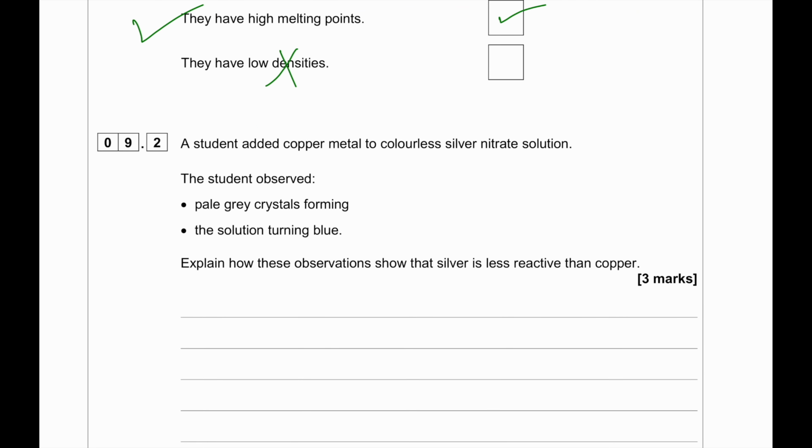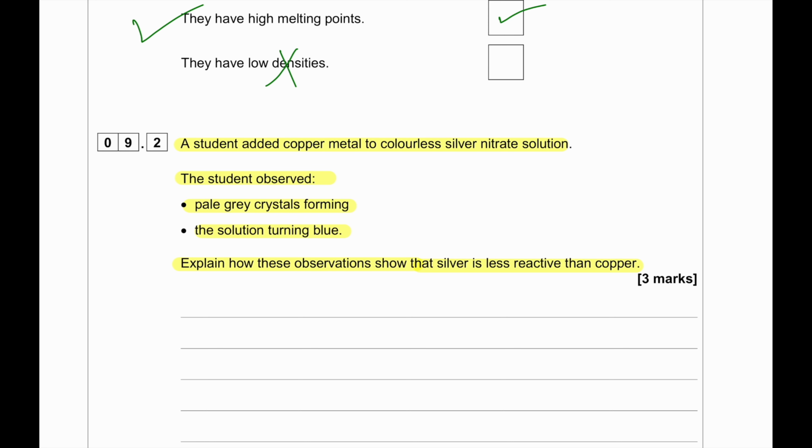A student added copper metal to colorless silver nitrate solution. The student observed pale gray crystals forming and the solution turning blue. Explain how this observation shows that silver is less reactive than copper. Guys, when we see the gray crystal formation, we have to understand that silver is forming. The gray crystals are silver, and copper ions are going into the solution by displacing the silver ions.